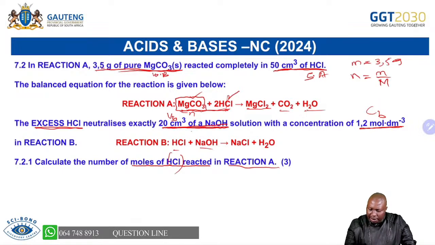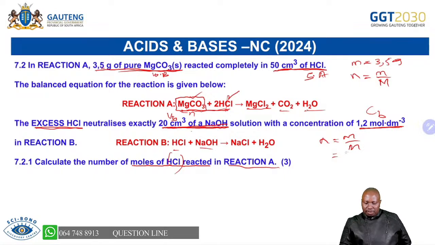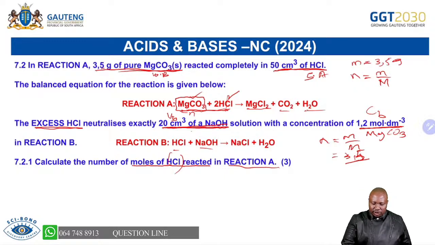Now, what happens? You calculate the number of moles according to 7.2.1. Then obviously you will say, okay, number of moles is mass over molar mass. The mass we're given is 3,5 of magnesium carbonate, MgCO3. Don't forget what we talked about, MgCO3. You are dividing that 3,5 by the molar mass. Remember, for molar mass, you are checking your magnesium. I think you'll say your 24 plus 12. I think it gives you 36 plus 48. And then if my maths is serving me well, you'll get 84.